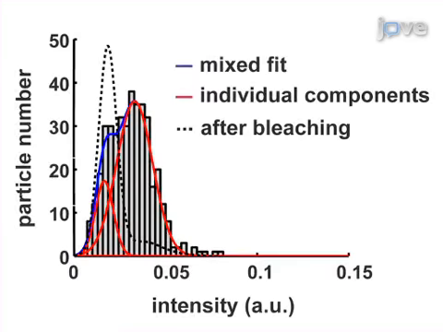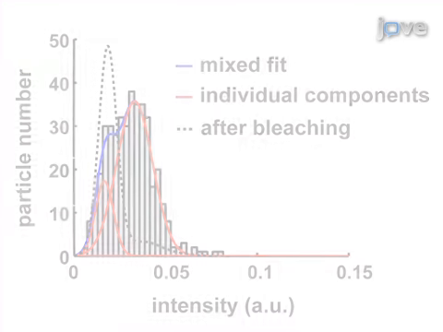Results are obtained that show a precise analysis of the size of receptor complexes, in this example, beta-2 adrenergic receptors, based on a mixed Gaussian fitting of the intensity distribution of the particles at the beginning of the image sequence.